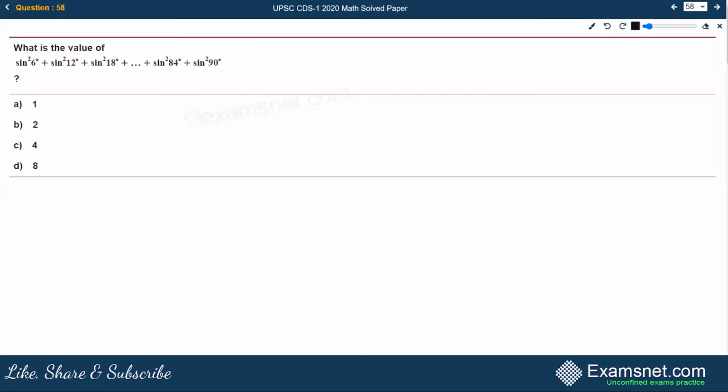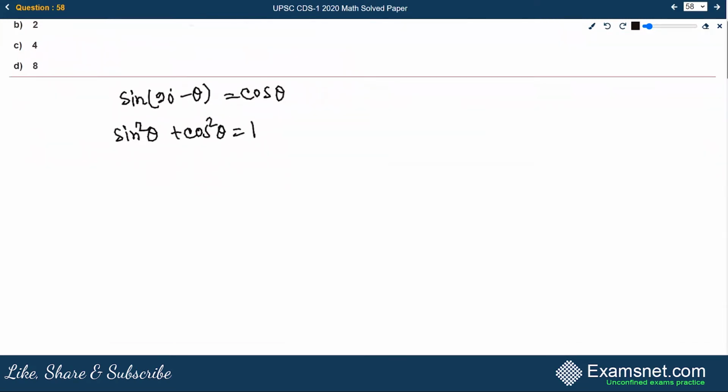In question number 58, we are given: what is the value of sine square 6 degree plus sine square 12 degree plus sine square 18 degree, and this way up to sine square 90 degree. So the concepts we are going to use here are sine 90 degree minus theta equals cos theta, and also sine square theta plus cos square theta equals 1. These two concepts we will use.